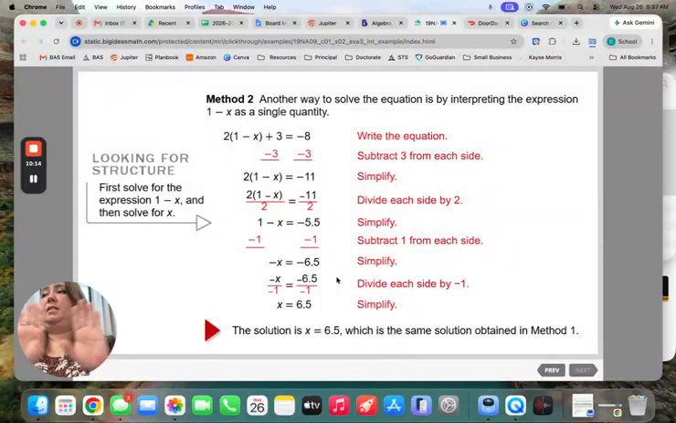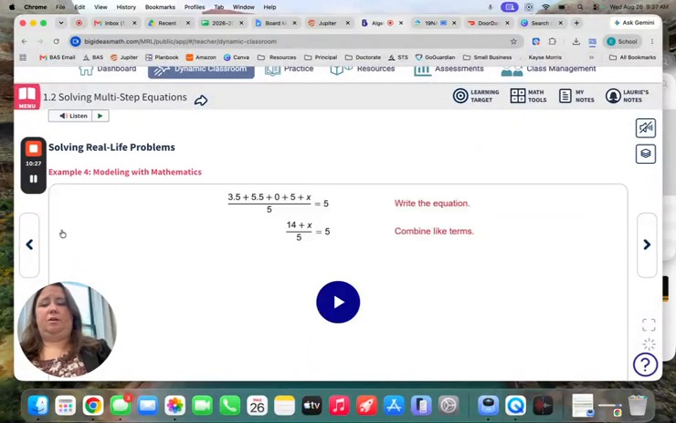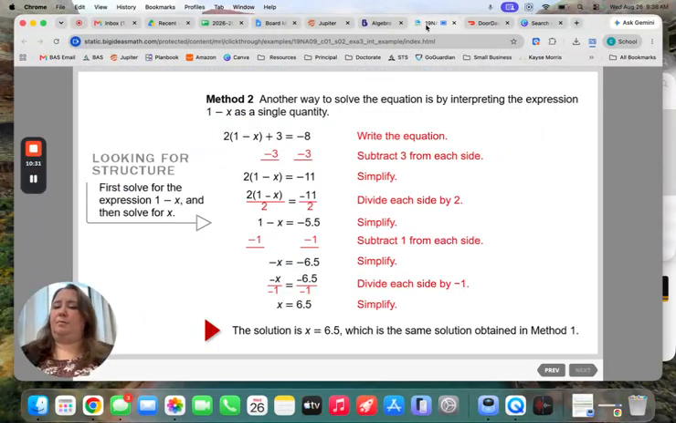Okay, so you should have 2 methods under this. And then when you do your actual assignment, I don't care which method you do. You may choose. I'll come back to that in just a second. You're going to be doing monitoring progress 4 through 9 once you have finished writing this example.